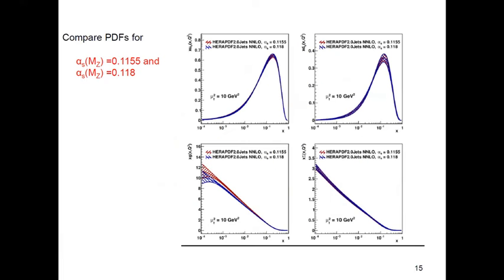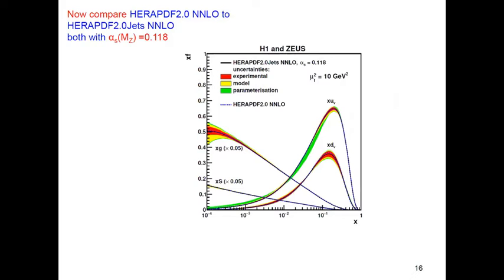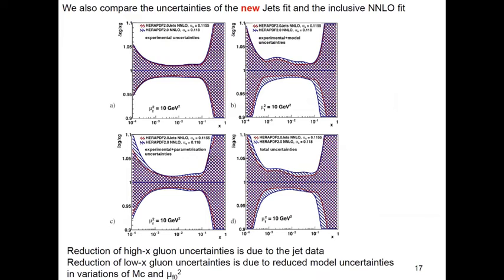On the next page, you can also see those compared on top of each other, and you can appreciate that the only real difference there is in the gluon. On this page, we compare the new NNLO fit with jets to the one we published in 2015 without the jets at NNLO and using the same value of alpha S. And you can see that, in fact, the central values have barely shifted at all, but the uncertainties have improved.